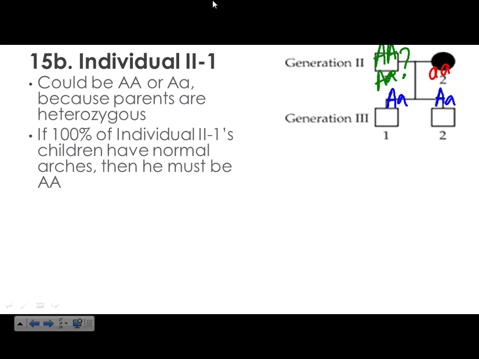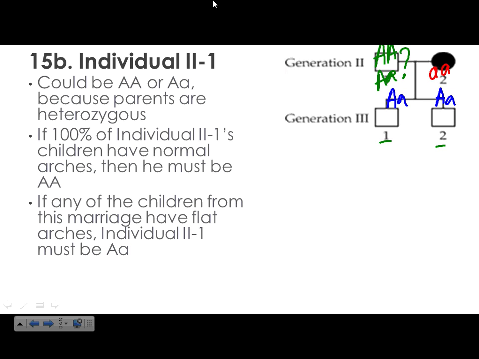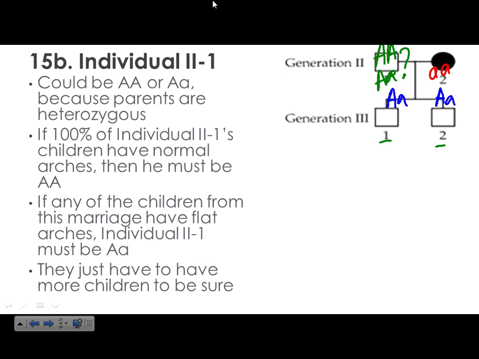So right now they only have 2 children. If they have 10 more children and they're all normal footed, then the dad is probably big A. If any of the children have flat arches, then this man must be big A little a. Otherwise, it's impossible for his children to have flat feet. They just have to have more children for us to be sure.